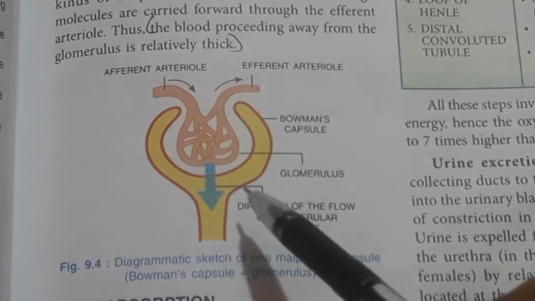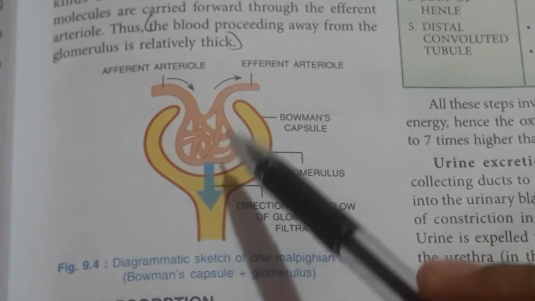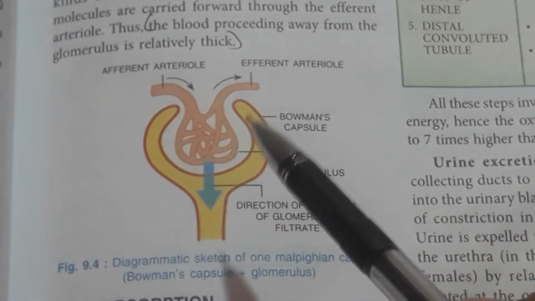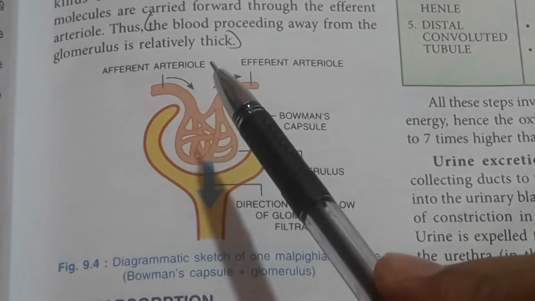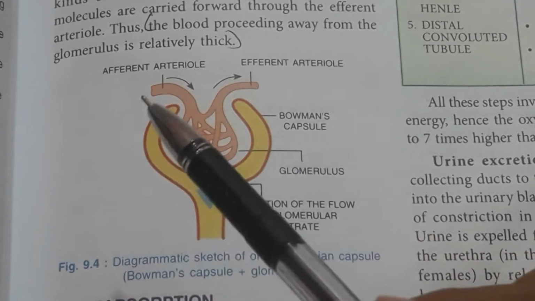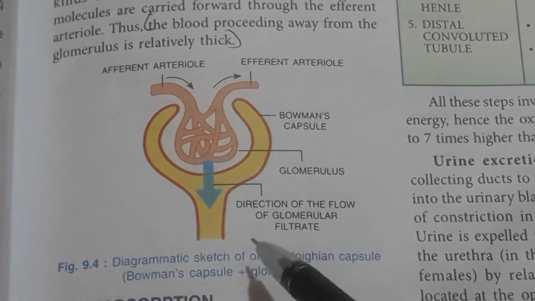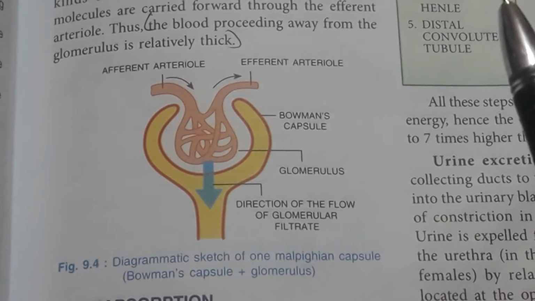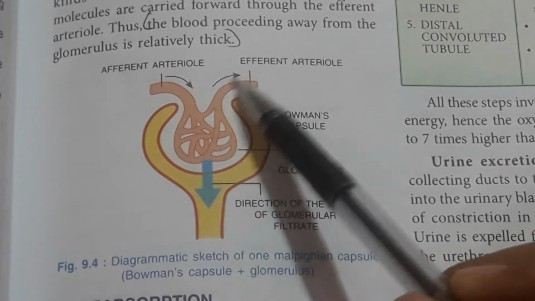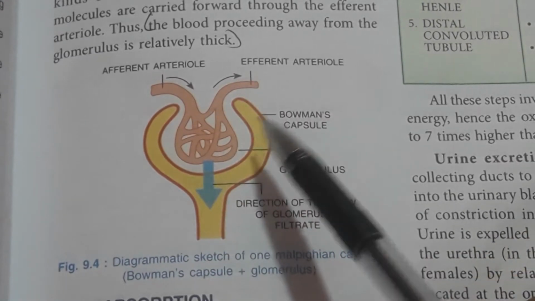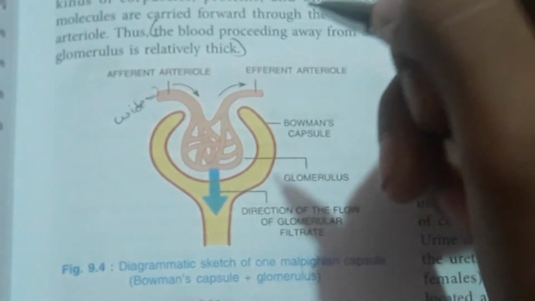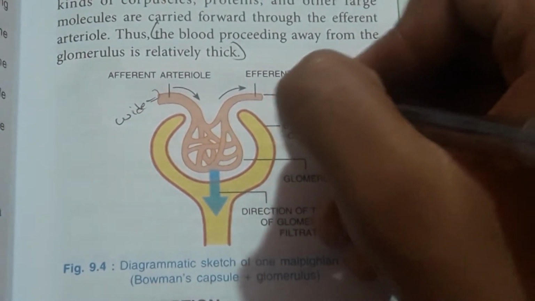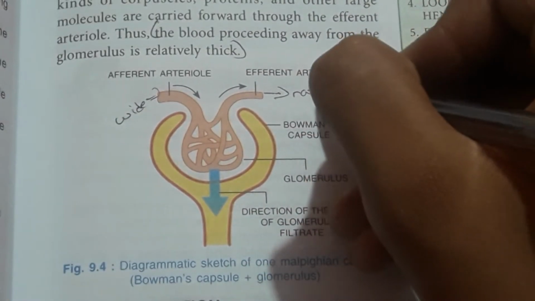Here there is a great pressure. The blood flows through the glomerulus under great pressure, which is much greater than in the capillaries. The reason for the great pressure is that the efferent, that is the outgoing arteriole, is narrow. The afferent arteriole is wide and this efferent arteriole is narrow.